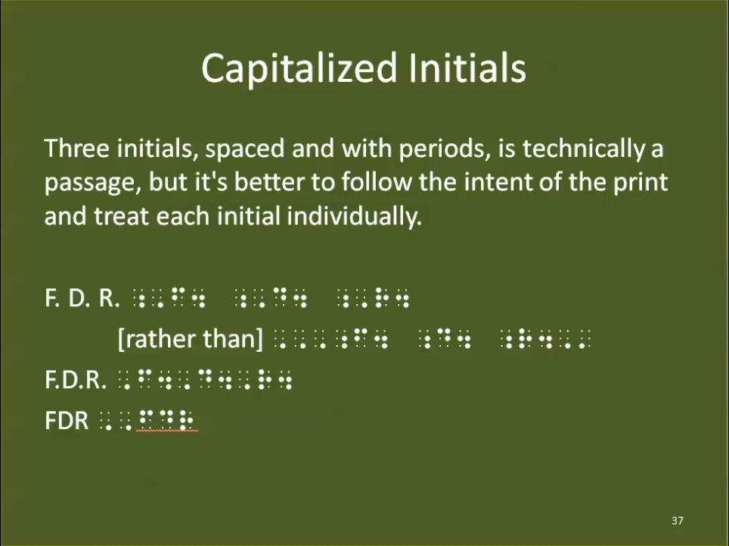But if there are no spaces in between, then we just braille what we see. We have capital F period, capital D period, capital R period, no spaces. Or if there aren't any periods at all, it's just FDR capitalized, then we're using the capital word indicator there.